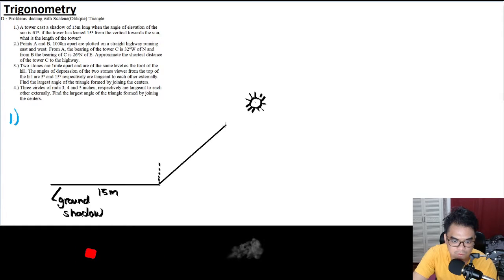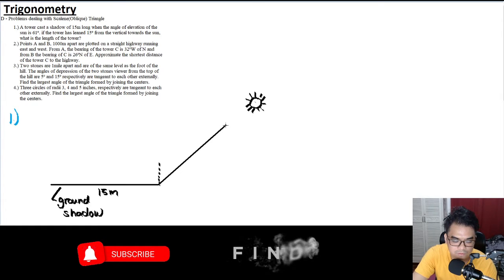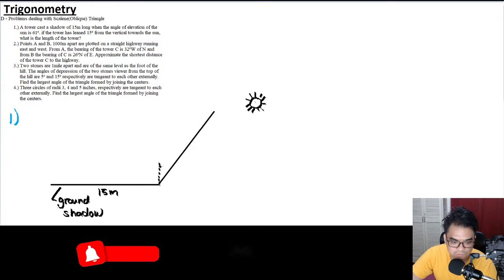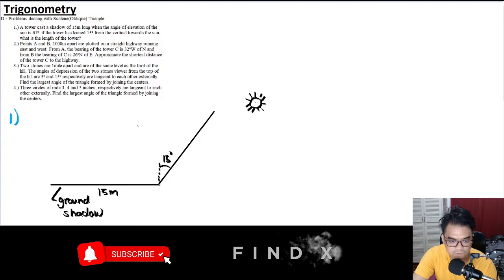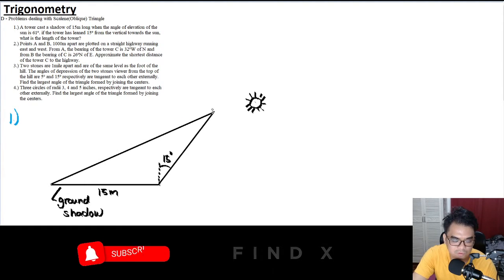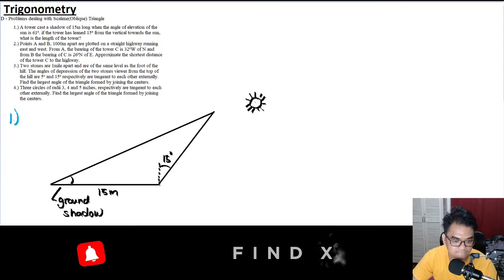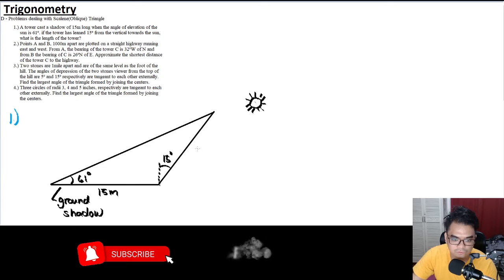Maybe I can make it longer. Maybe something like this. There we go. So this is 15 degrees. This is the ground shadow up to this one, so this will be your angle of elevation. Angle of elevation, 61. So this is 61 degrees. We're looking for this one, this x.